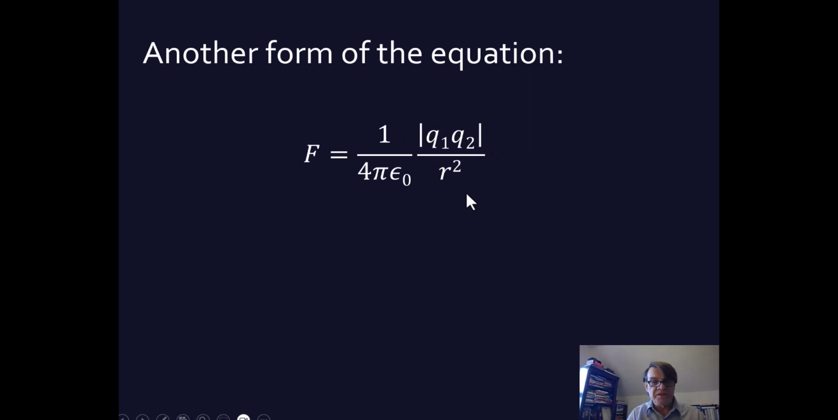The square of the distance is the same, but we have expressed K in what at least at first seems a much more complicated form. Why are you making things complicated, Ken? I didn't do it. It's not my fault. 1 over 4 pi epsilon sub naught, or epsilon 0.